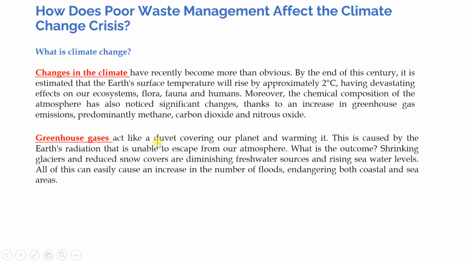Now, greenhouse gases act like a duvet covering our planet and warming it. This is caused by the Earth's radiation being unable to escape from our atmosphere. What is the outcome? Shrinking glaciers and reduced snow cover are diminishing freshwater sources and raising sea water levels. All of these can easily cause an increase in the number of floods, endangering both coastal and sea areas.